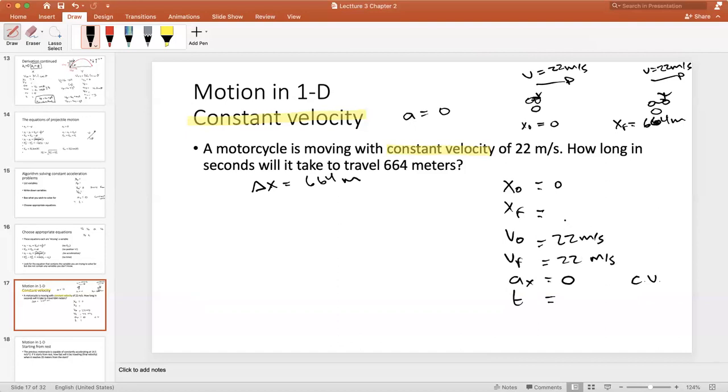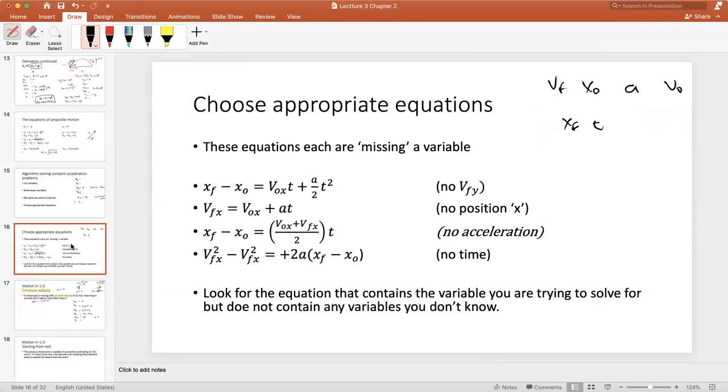I know that this is 0, and I know that this is 664 meters. And the only thing left that I have to solve for is time, okay? So now I'm going to go back and look at these and look for time. Well, it turns out that I have a bunch of them. Can't use this, this isn't going to give me time. So this one right here won't work, but this one would, and this one would, and this one would.